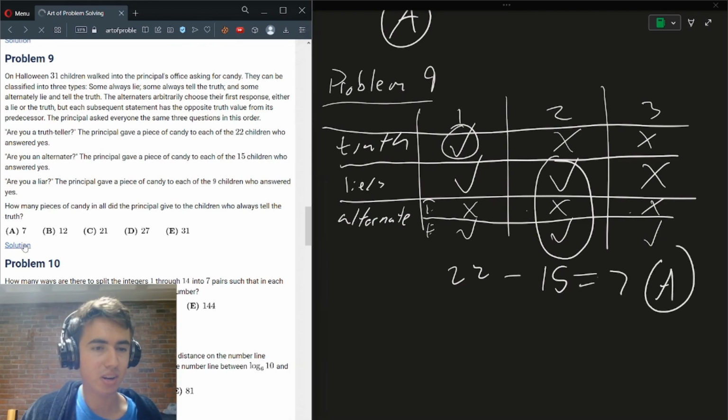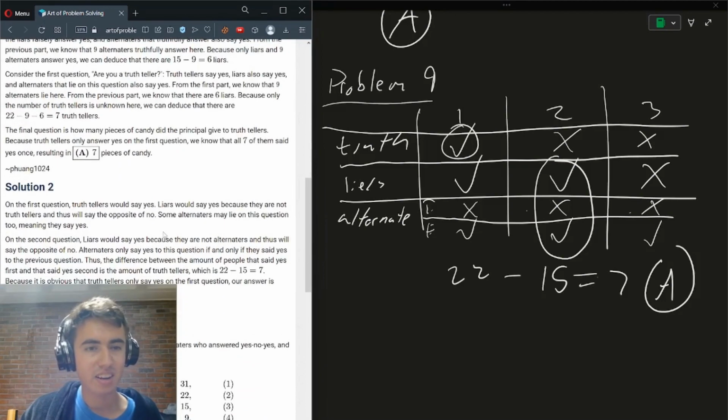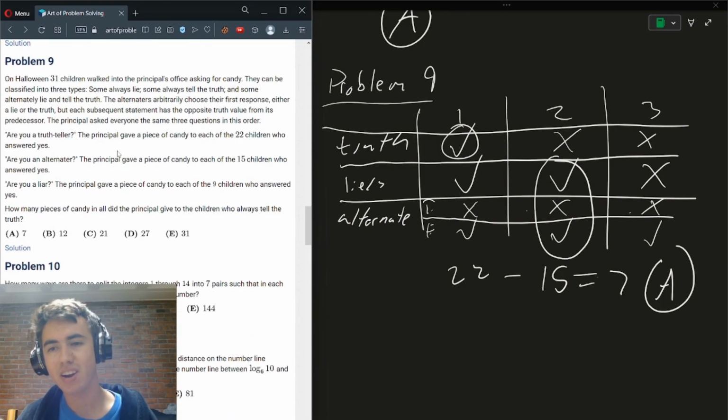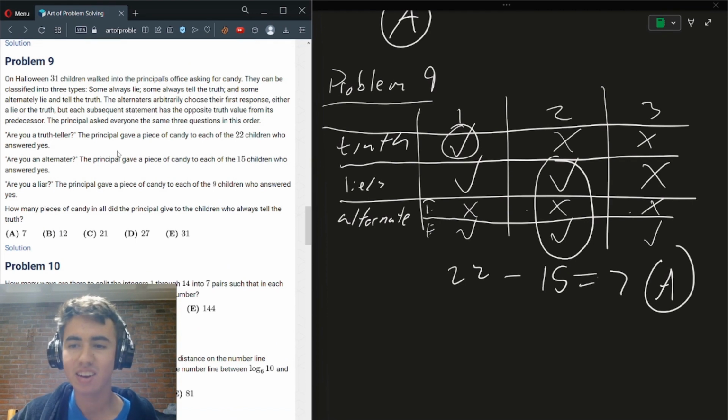Let's make sure that is correct. And it is. So you can see the key is just to write out all the information in a very neat and organized way, and then the answer should just come to you if you look at what everything means.